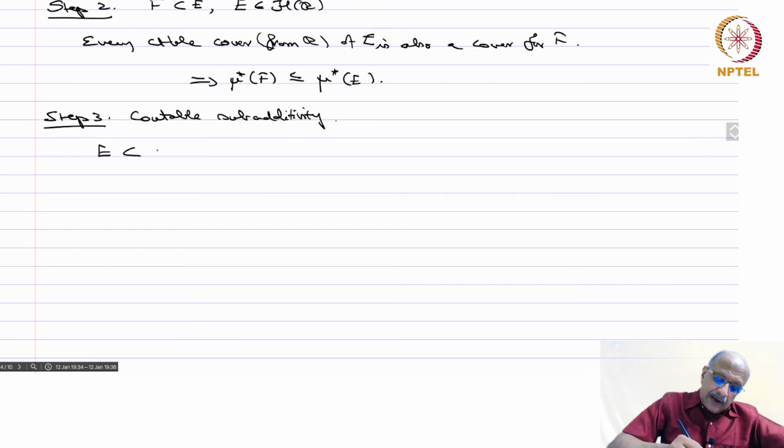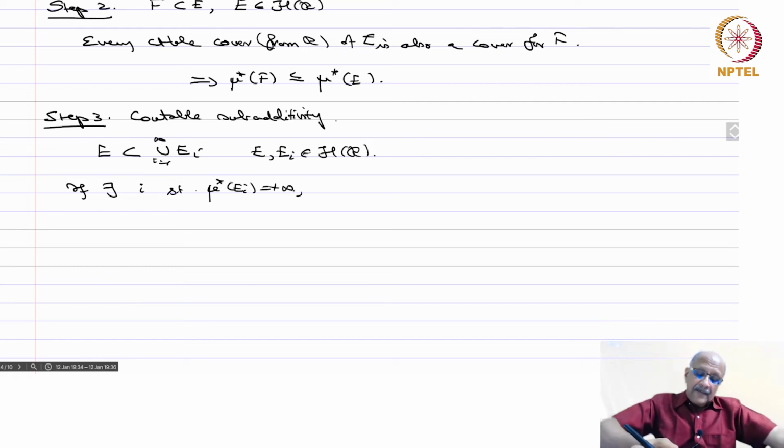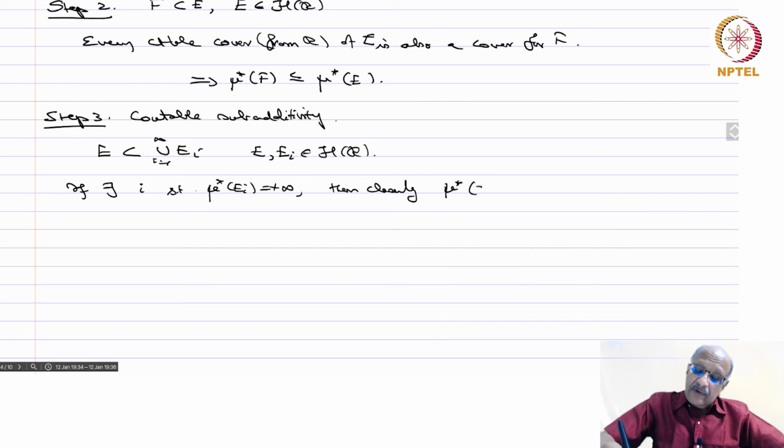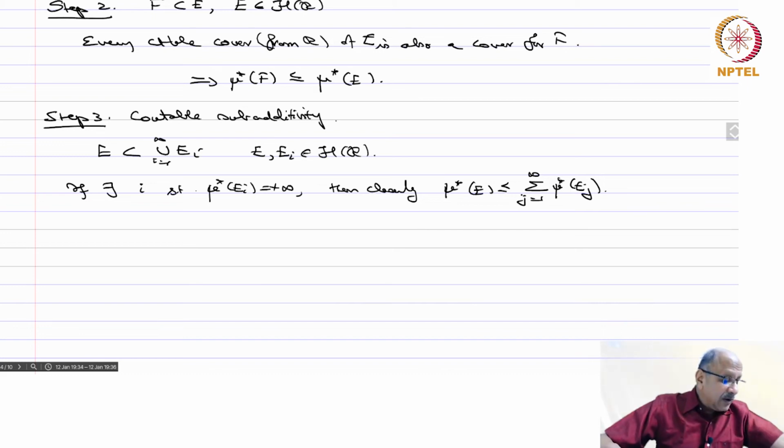So let us take E contained in the union over i equals 1 to infinity of E_i, in H(R). If there exists an i such that mu star of E_i is infinite, then clearly mu star of E, whatever its value may be, is less than or equal to the sum over j equals 1 to infinity of mu star of E_j. Because there's one of them, j equals i, which is infinite, so the right hand side is infinity, and therefore this is trivially true.